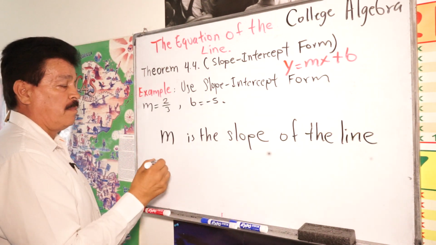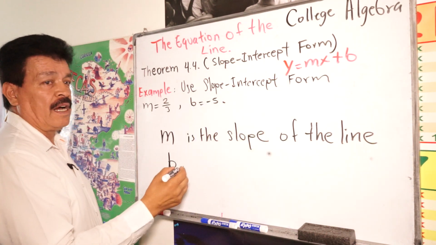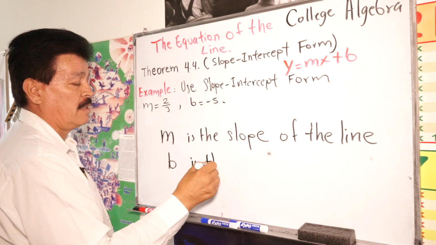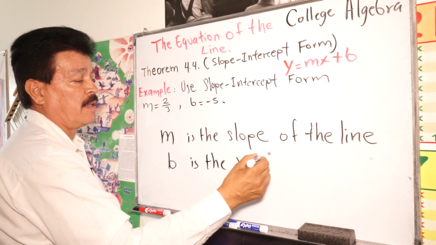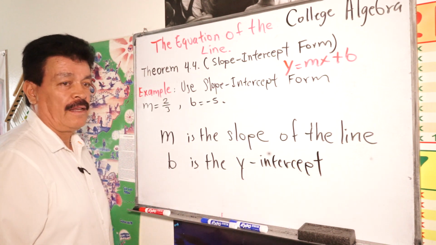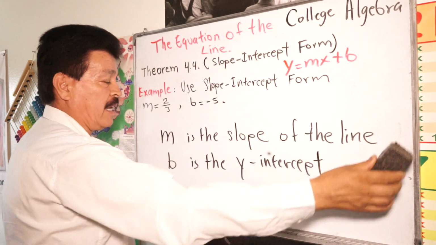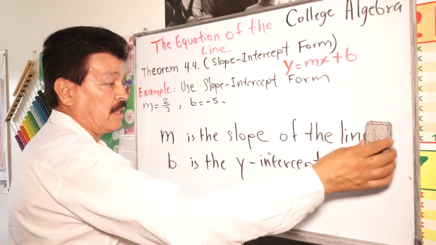And b, in this formula, b is the y-intercept. Okay, so this is a clue. Don't forget this idea: m is the slope of the line and b is the y-intercept in this formula.